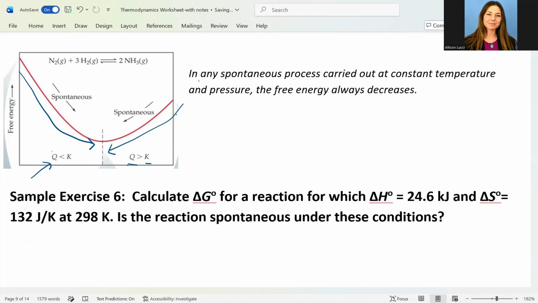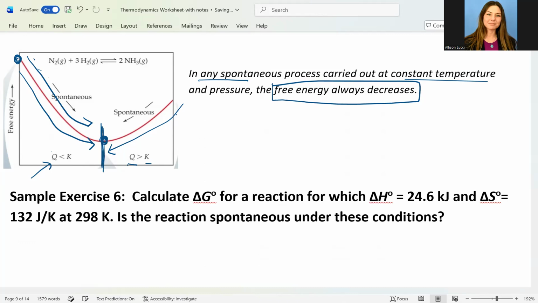We always know that any spontaneous process carried out at constant temperature and pressure, the free energy will always decrease, and we can see that here as well. We start at this higher free energy, and then as this process is occurring, it's going lower and lower in energy. And then this would be the equilibrium point here, where we're at that lowest point for our free energy.